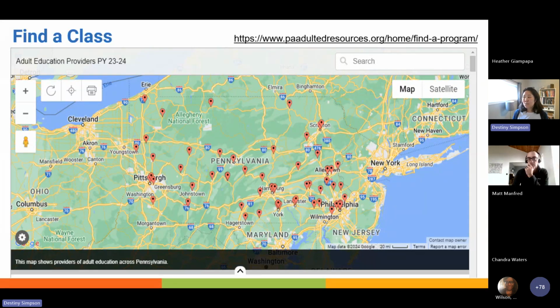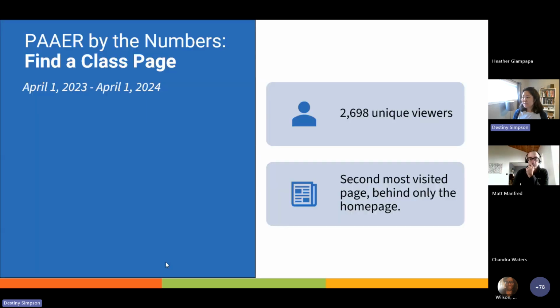This map is one of the most visited pages on our website. It had over 2,600 unique viewers coming to find it. So it's a great way to help promote your program and let people know where classes and services are available. It's the second most visited page behind the homepage. So that's one of the reasons why we want to make sure your information is up to date. We also want to make sure that this information is easy for people to access.